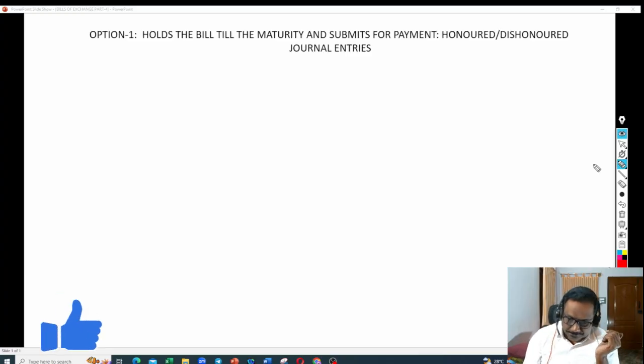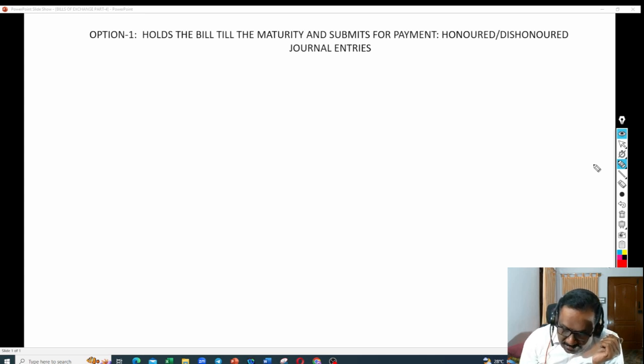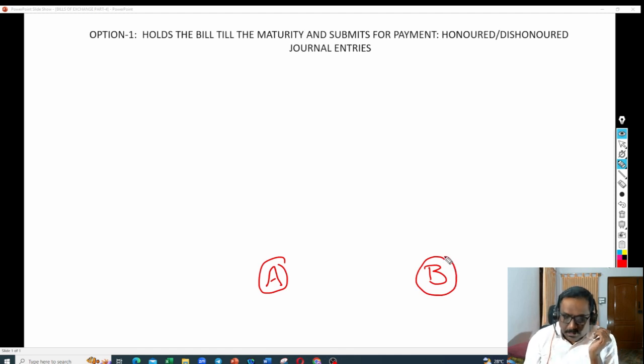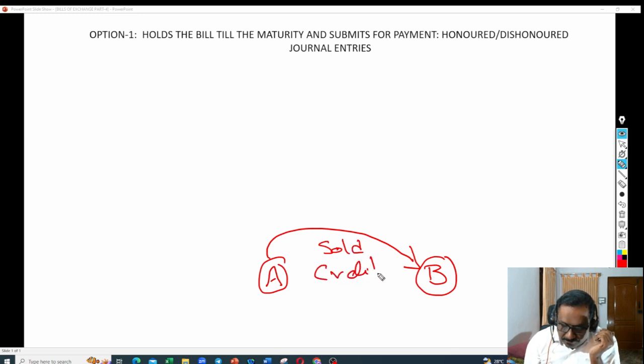Okay, guys. First, let me explain the scenario and then I will explain the journal entries. Let us say A and B. These are the two parties. A sold goods to B on credit.